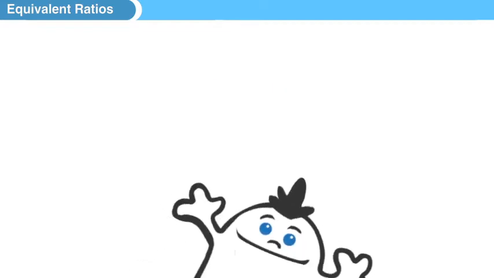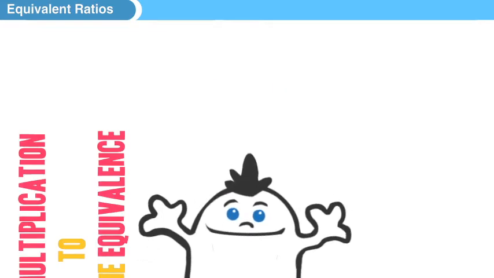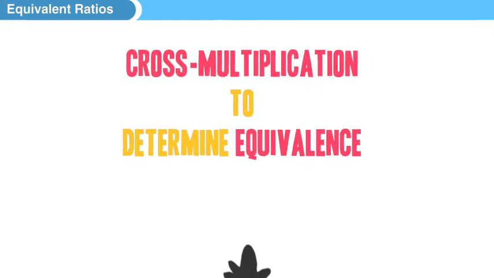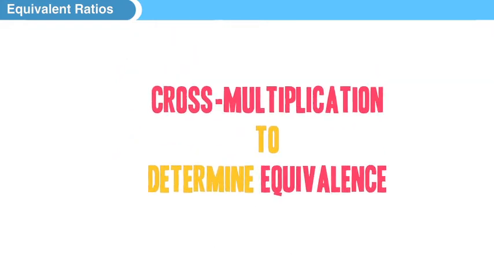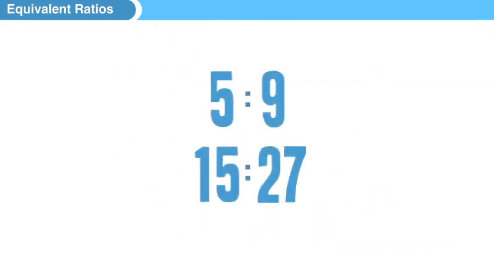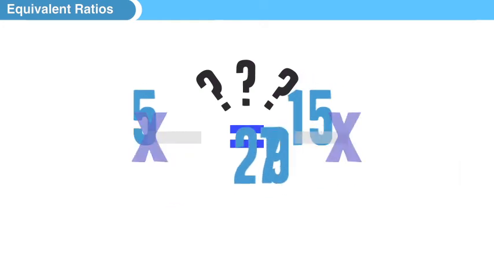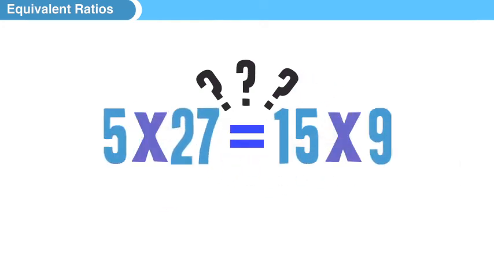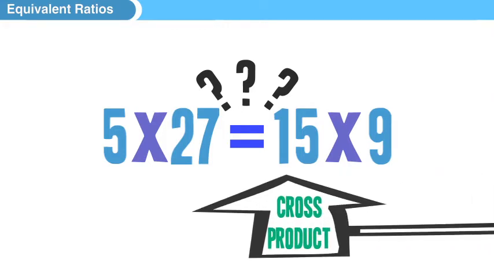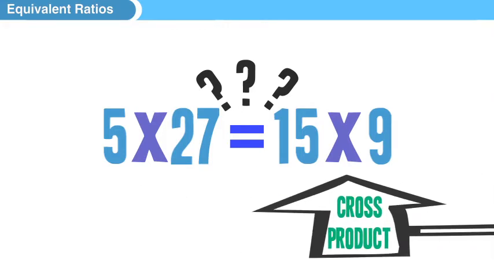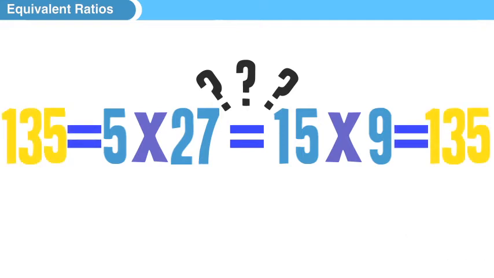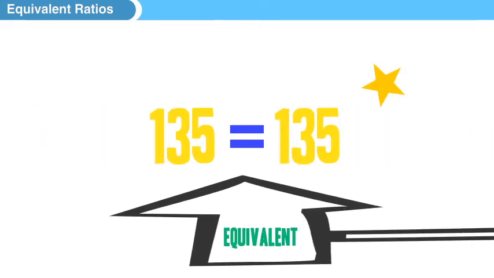Another way to tell whether two ratios are equivalent is to use cross multiplication. To cross multiply, first write the ratios as fractions. Then multiply the numerator of each ratio by the denominator of the other ratio. The resulting products are called the cross products of the ratios. If the cross products are equal, the ratios are equivalent.